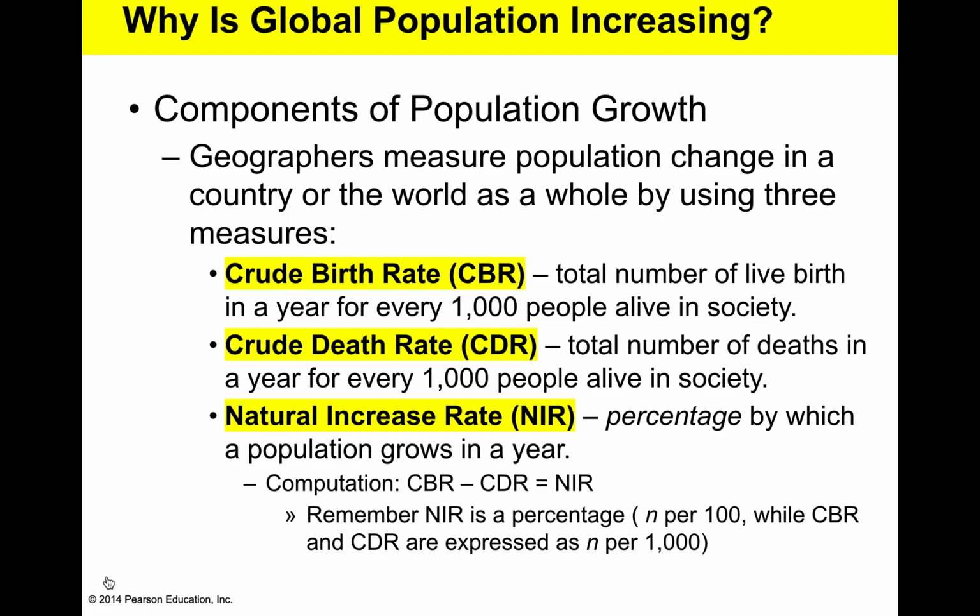CDR is the same. It's the total number of deaths per year out of 1,000 people. So let's say there's 10. 10 would be the number of deaths per 1,000, and then take the total population of that country and divide it by that number. And natural increase rate is the percentage, so it's out of 100. It is computed by subtracting the CDR from the CBR. And so if CBR is 20 and CDR is 10, then we know the natural increase rate is 1%, or 10 per 1,000 people.